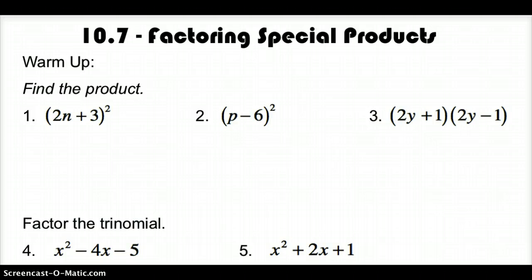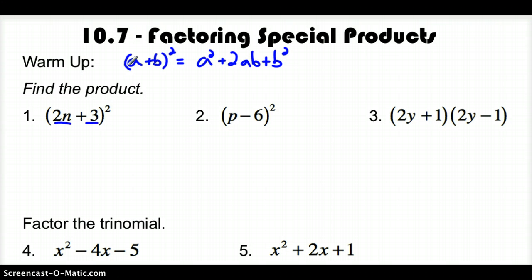Now let's go through these prerequisite skills first. In numbers 1 through 3, we're asked to find the product. This is (2n + 3) squared. We have a couple options here. We can write this out as two binomials being multiplied by each other and FOIL it, or we can use this special product. Remember, the square of a binomial: if we have (a + b) squared and we FOIL it out, we get the pattern a squared plus 2ab plus b squared. In this case, our a term is 2n and our b term is 3.